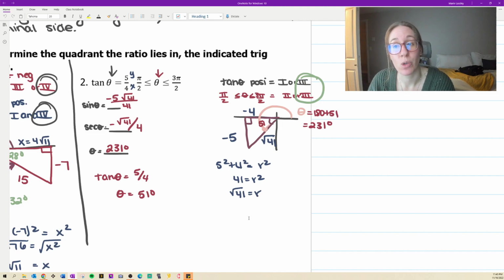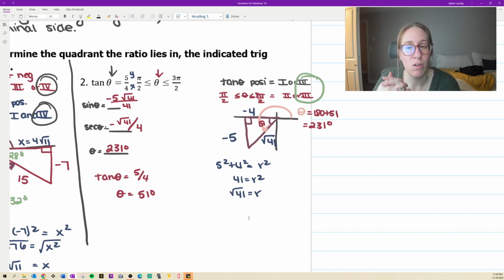All right. So I found out which quadrant I was in. I got it down to quadrant 3. So tangent was positive in quadrants 1 or 3. And then my interval tells me that I'm between pi over 2 and 3 pi over 2. That's quadrants 2 and 3. So my overlap there would have to be quadrant 3.